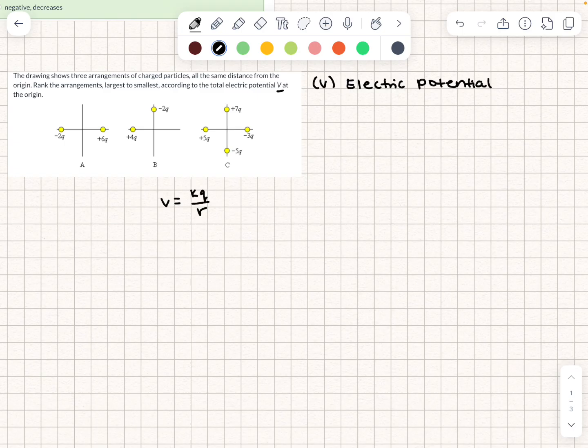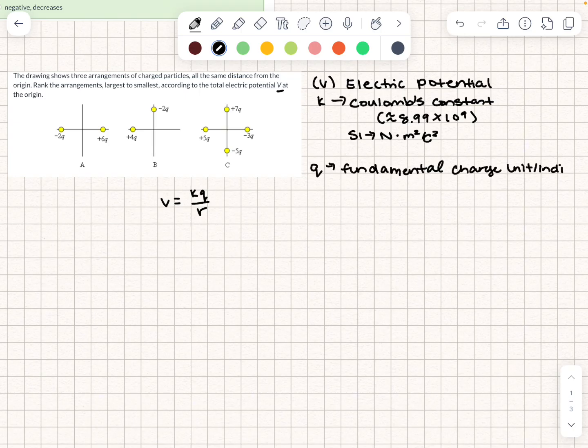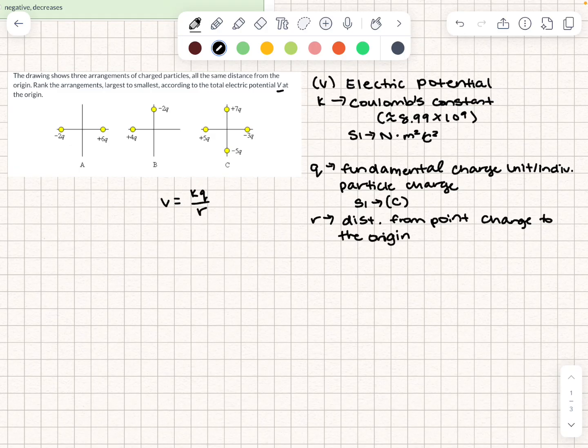So I'm going to define some of these variables. k in this equation is Coulomb's constant, which is roughly 8.99 times 10 to the 9th, and the SI unit for this is newton times meters squared per coulomb squared. Then q represents the fundamental charge unit, and we know that this has SI units of a coulomb, represented by C. The last variable I want to define is r, which is the distance from the point charge to the origin, and the SI units for this are meters.